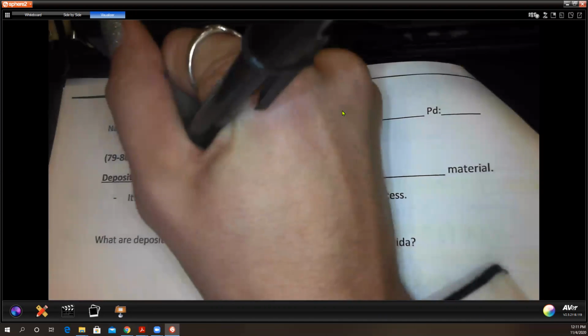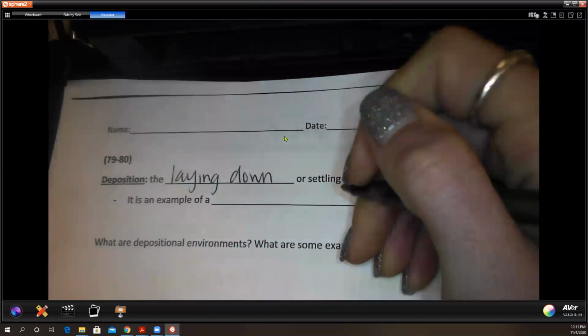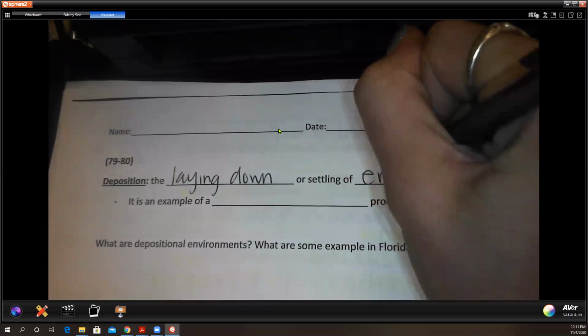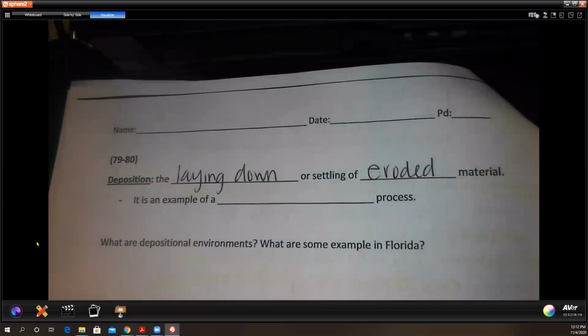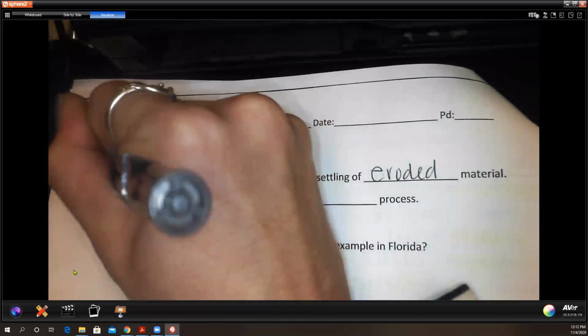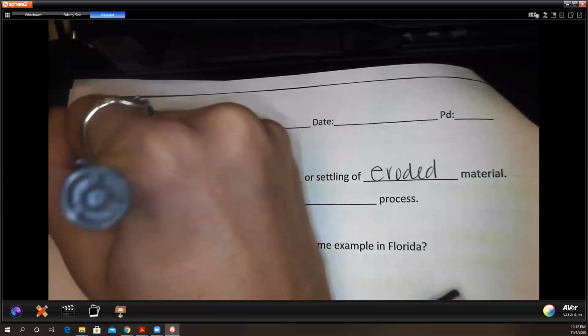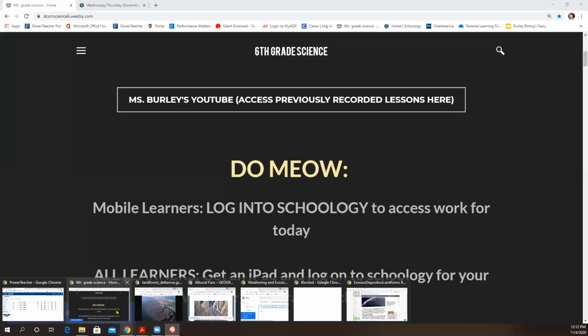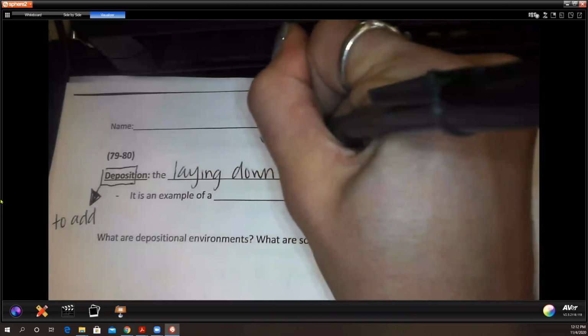Deposition is the laying down or settling of eroded material, so it's already been moved. What word do you see in deposition that looks familiar, Kyle? Position. Okay, position, so it means it's moving position. What else? Deposit. So when I deposit money in my bank account, am I adding my bank account up and building it up, or am I breaking it down? Adding it up. Very good. When I deposit, I'm adding money. So in this case, I'm adding sediment.